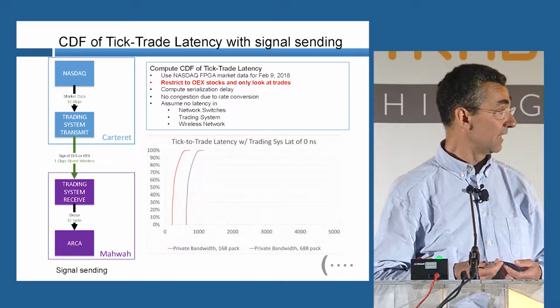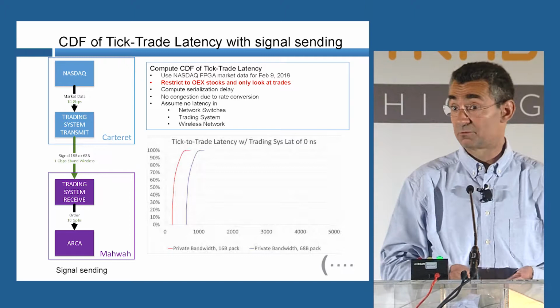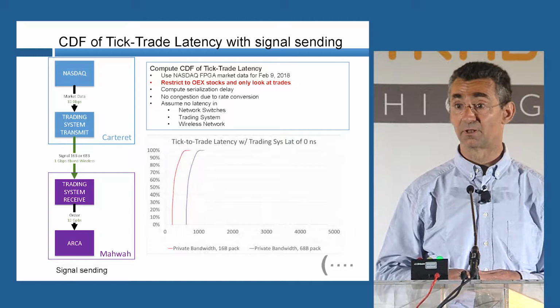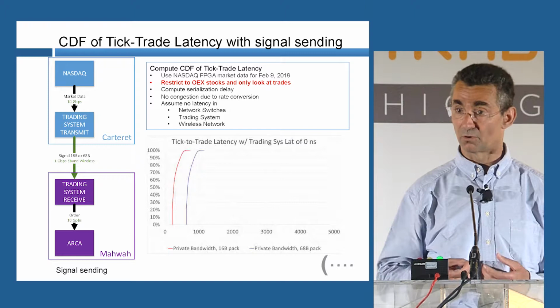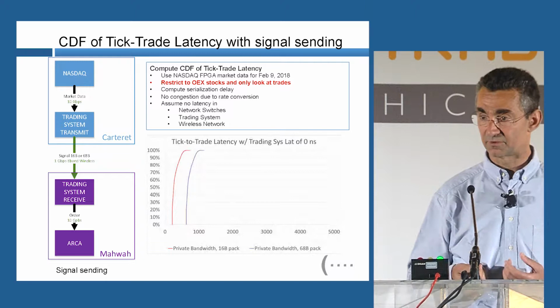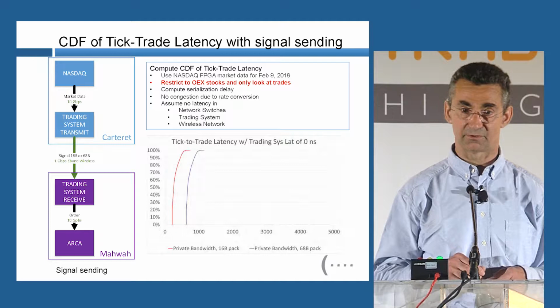Now, when I compare signals to raw data, I have to decide what a signal is. And of course, we don't trade, so we don't know what signals are. So as a proxy for signals, we've decided to take all the trades on the OEX 100, the largest 100 S&P stocks. Those may not all be signals, but probably most of the signals come from those. So it's a reasonable proxy. Let's take this as a proxy, and we've run the comparison for the private bandwidth on either a fully dedicated 1 gig line to yourself or on a shared 1 gig line, and that's the result.